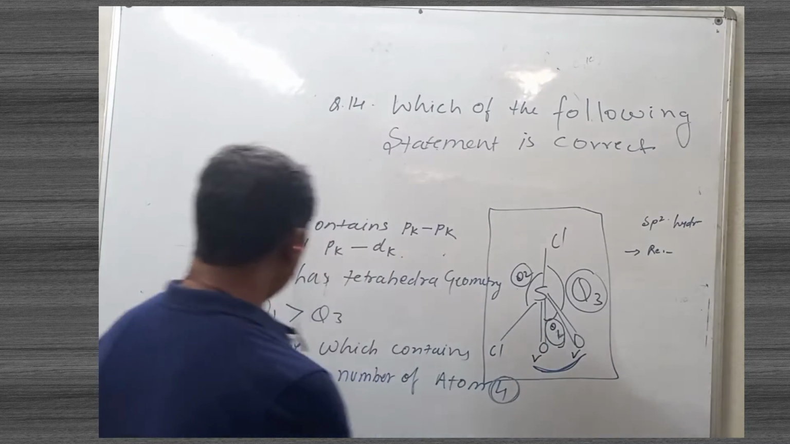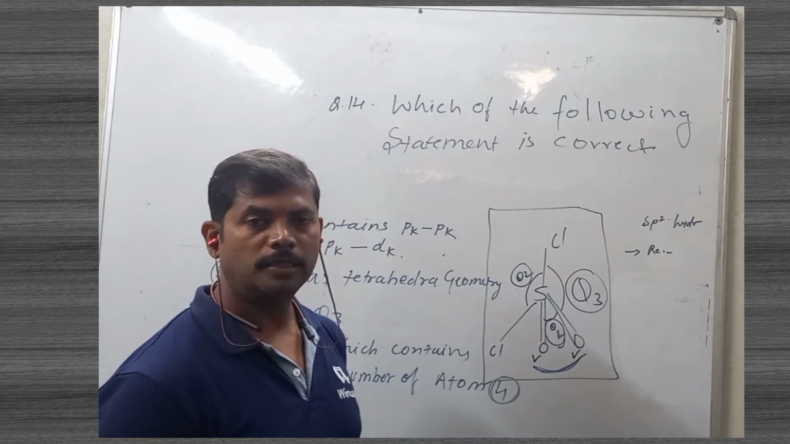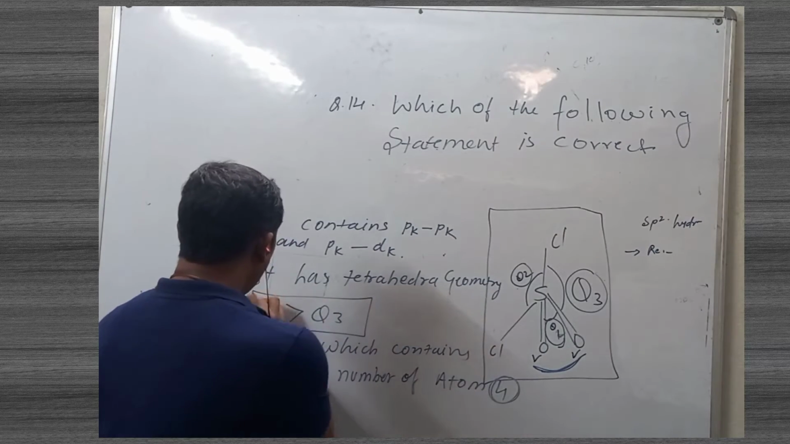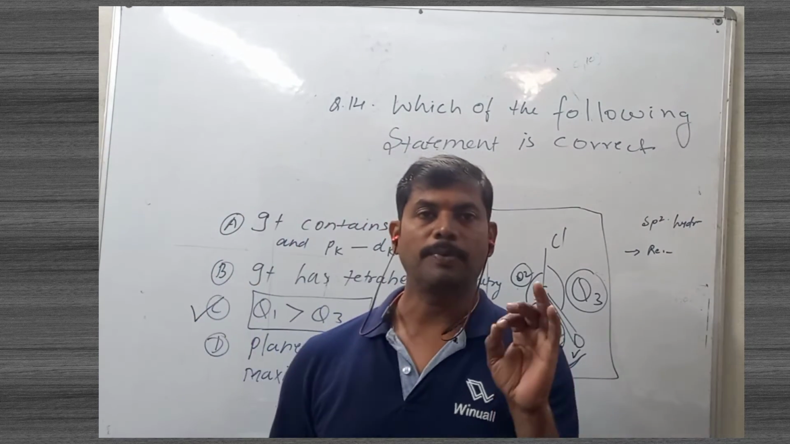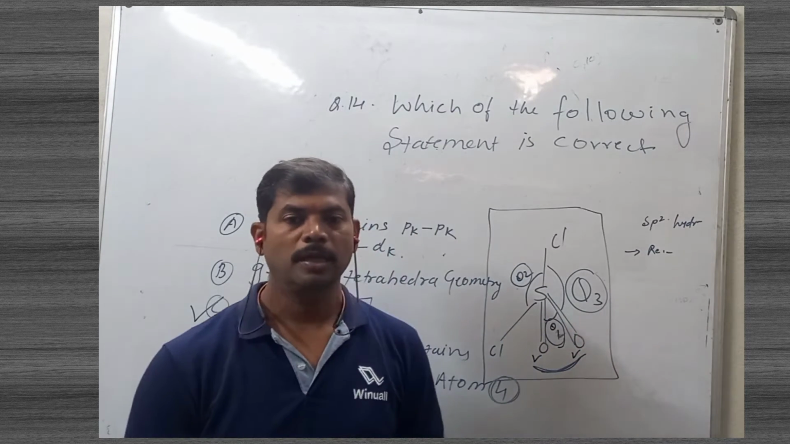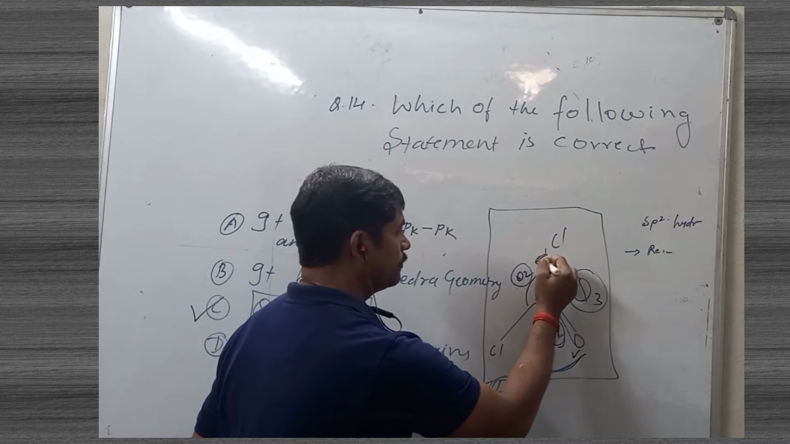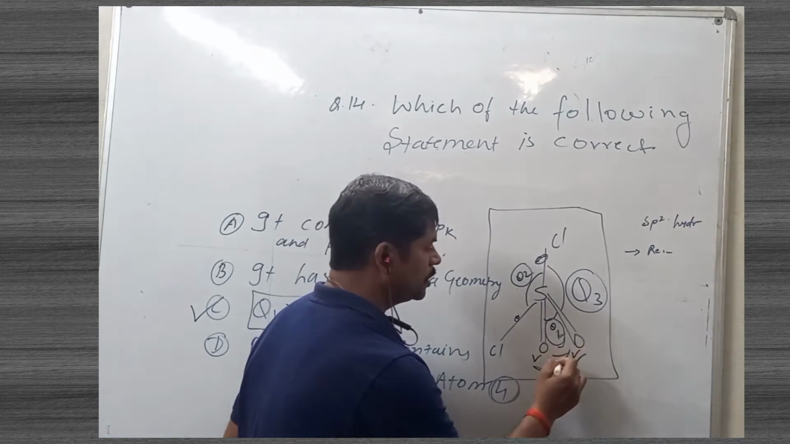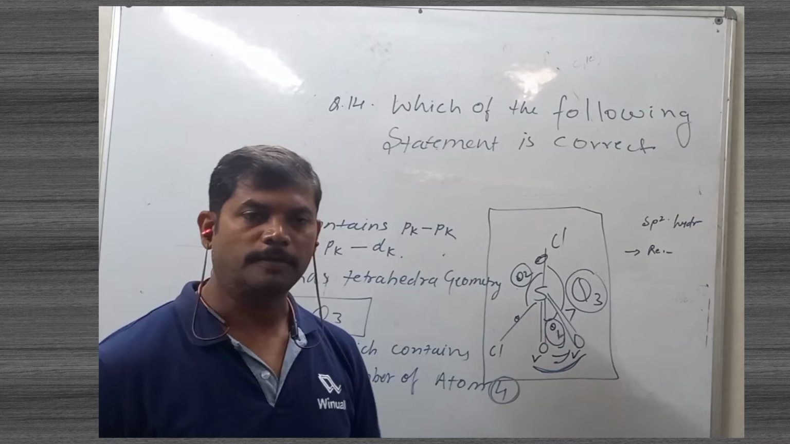So hence the correct answer will be C, that is theta 1 and theta 3. Why? Because the repulsion between the two double bonds is higher than between the double bond and single bond. Here I am talking about the single bond and here I am talking about single bond. So theta 1 is always greater than theta.